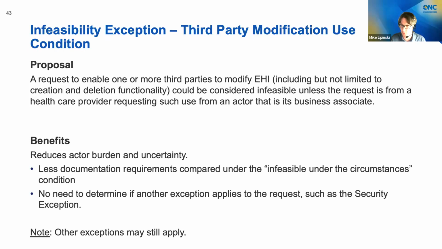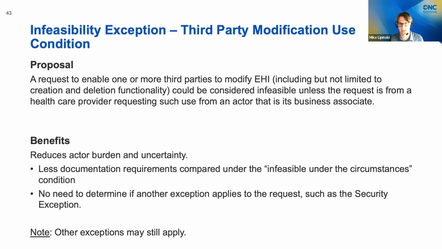And so the way they work under information blocking is an actor would use this exception to limit or not provide access, exchange, or use of EHI. So in this particular one, what we're saying is if somebody wants to modify, and what we mean by modify is to create or delete information in the record, so that designated record held by an actor, currently under the regulations, an actor would have to prove under the infeasibility exception that under the circumstances it was not feasible. Then there are like 6 criteria that have to be considered.